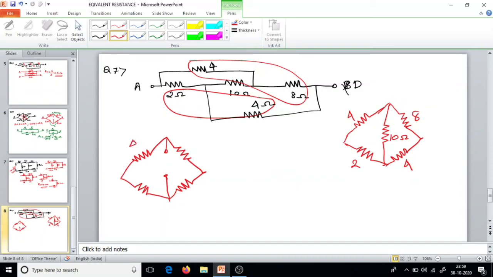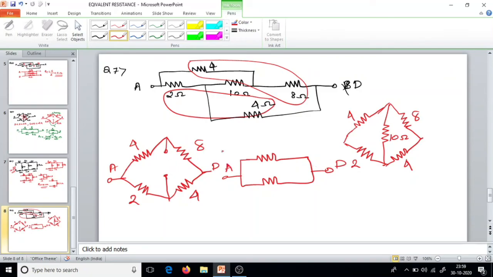So what is the resistor value here? 4 ohm, this is 8 ohm, this is 2 ohm, and this is 4 ohm. Now this is the resistance we have to find between A and D. If I simplify these in a similar way to the previous problem, we'll get the parallel resistors. So 4 and 8 are in series, so it becomes 12 ohm. Next, 2 and 4 are in series, so it is 8 ohm.